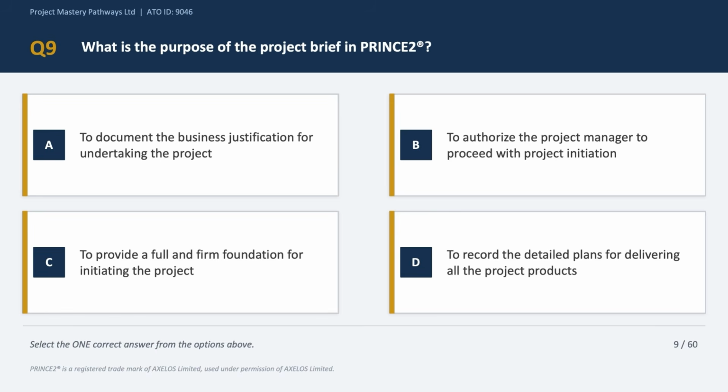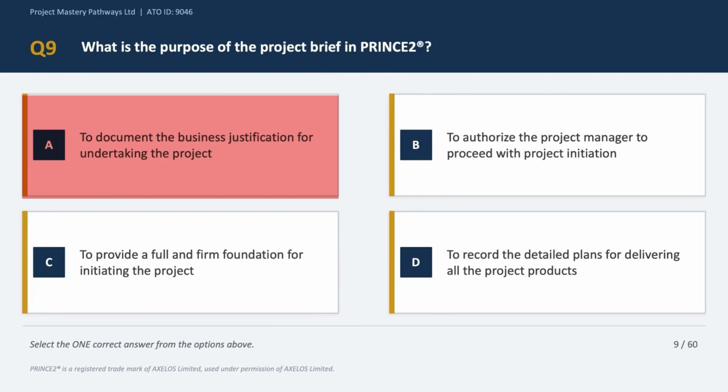Okay, so question number 9, and do not confuse the project brief with the project initiation documentation or the business case. Okay, they are all different management products with very different purposes. So option A says to document the business justification. Now that is the purpose of the business case, right? Not the project brief. So option A is incorrect.